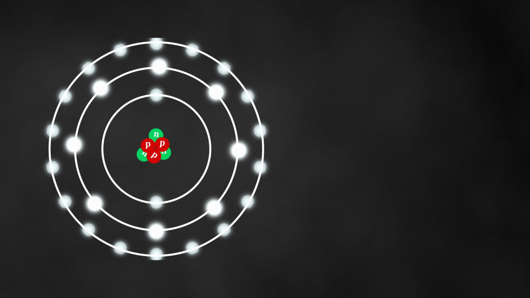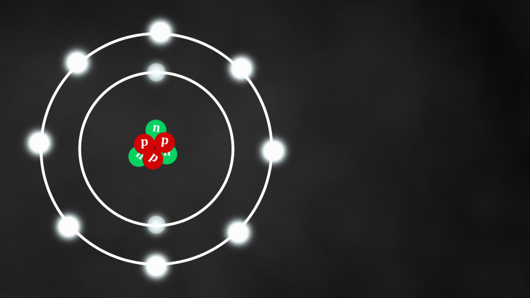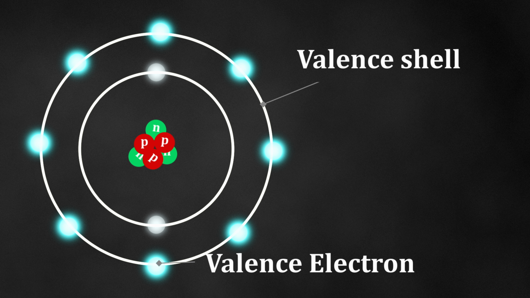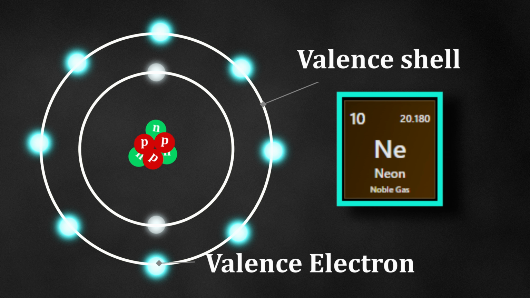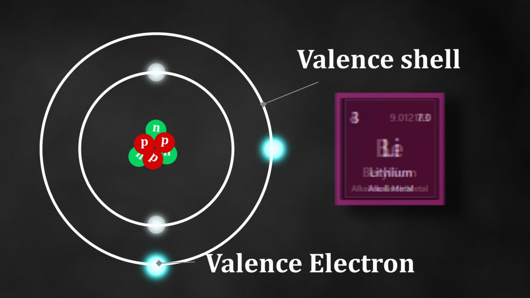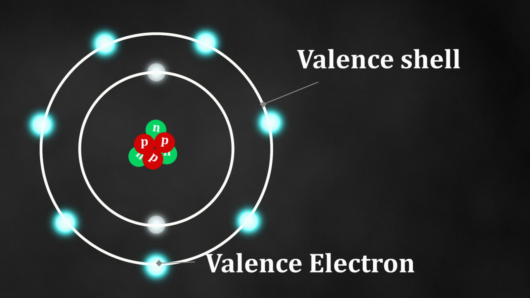Now the outermost shell is of major importance. It's called the valence shell, and the electrons on the valence shell are called valence electrons. These are also very important in terms of an atom's properties. Some atoms will have all the electron spaces filled. Some will have half of the electron spaces filled. Some will have 2 filled. Some will have only 1 electron in the valence shell.